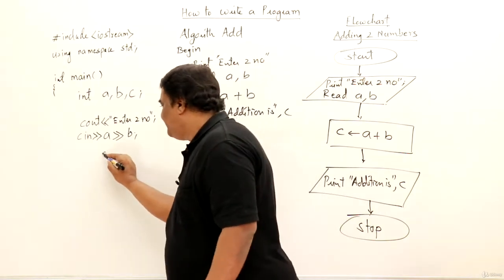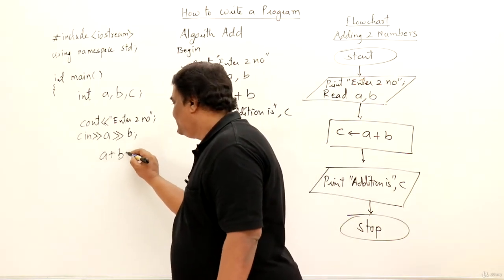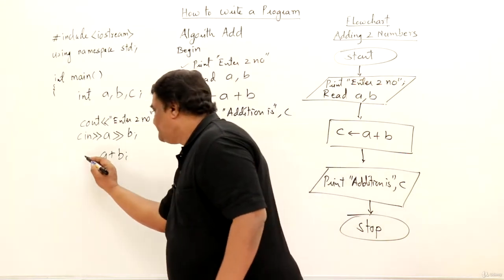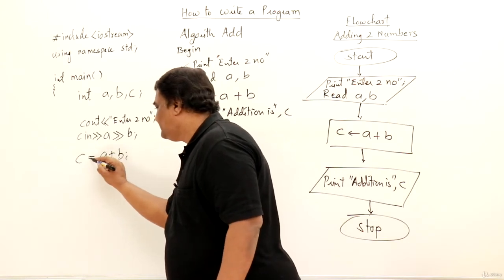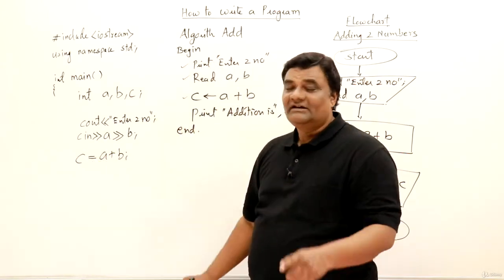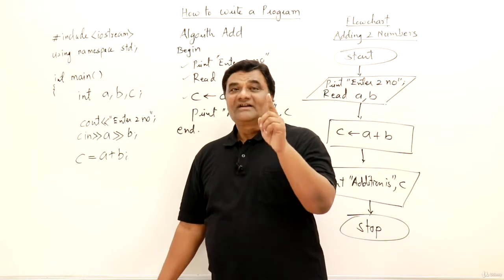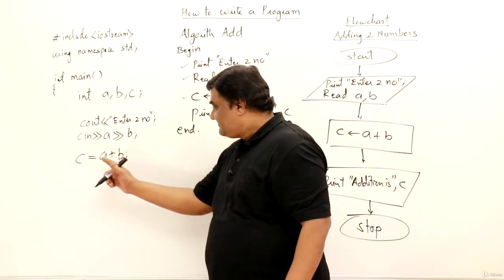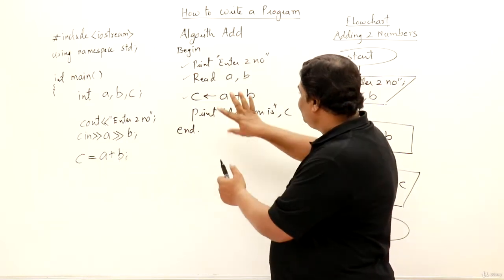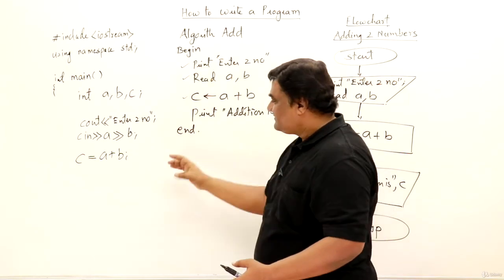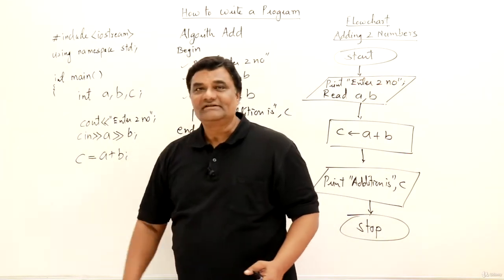So A plus B I want to do, okay, addition will be done. Then where should it be stored? It should be stored in C. So write down like this, C equal to A plus B, but don't read it as equal to, read it as assign. This means the same thing. Add this to, result is stored in C.